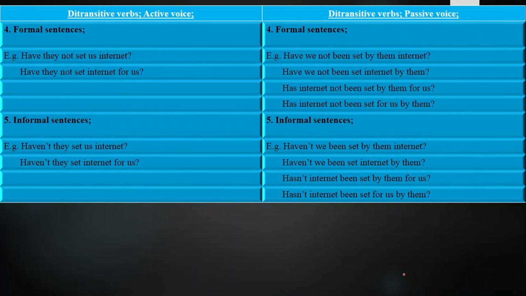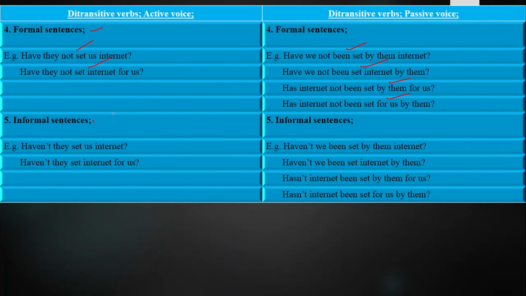Next we have the formal sentences. What are formal sentences? Those sentences in which we ask questions or deny the statement in a formal, polite and respectful way, and we use them with our elders and seniors and with people we are not free with. Have they not set us internet? Have they not set internet for us? Have we not been set by them internet? Have we not been set internet by them? Has internet not been set by them for us, and has internet not been set for us by them?